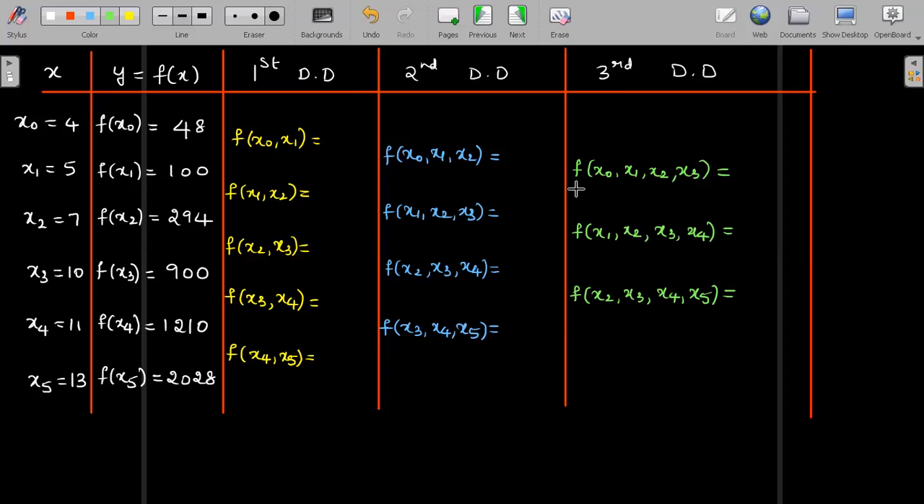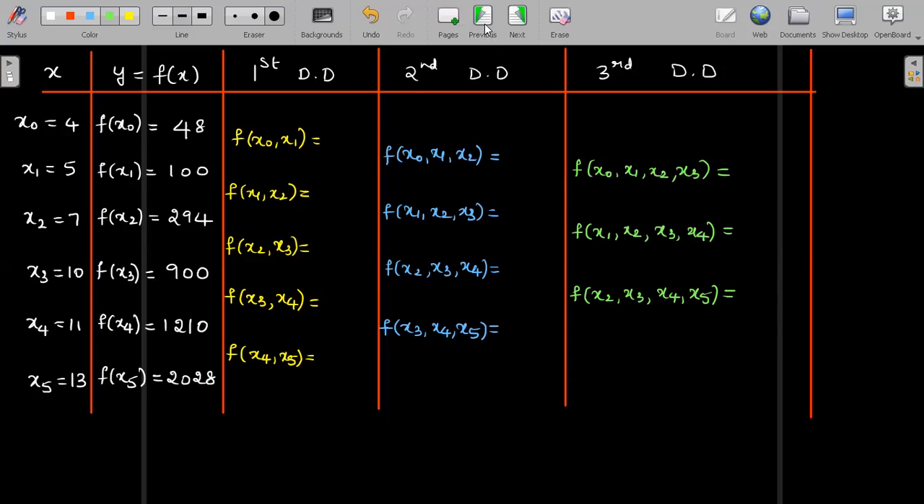Similarly, third order divided differences are given by f of x0, x1, x2, x3. So you are increasing the variables within the f function. Starting from x0, we are increasing the number of variables. In the same manner, the notation will be x1, x2, x3, x4, and the last one x2, x3, x4, x5. So with these, now we are going to find out the first order divided differences. Let us understand how to find them.